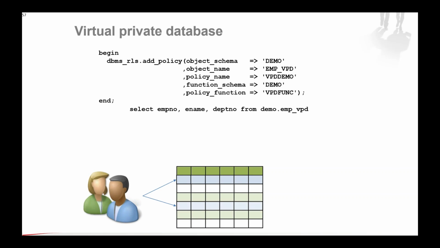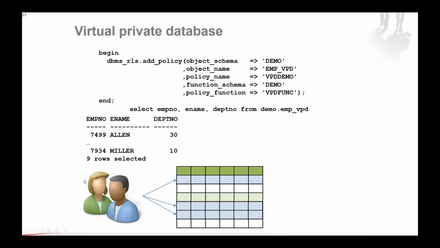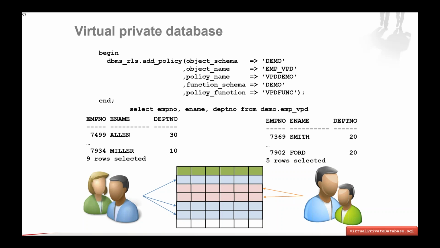If I do a select and I'm in the group that gets to see departments 10 and 30, I will see 9 rows, and these are the blue ones. If I'm in the other group issuing the exact same query, I see a completely different set of rows. So I can use the same application for different groups of users, but the data will reside in the same schema, and they won't see whatever's in there for each other.